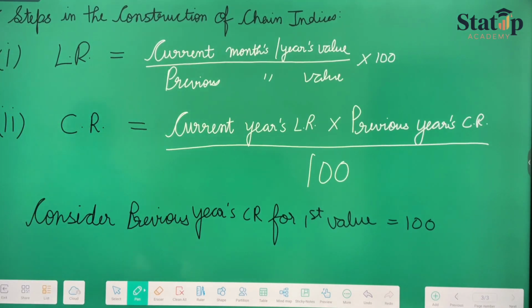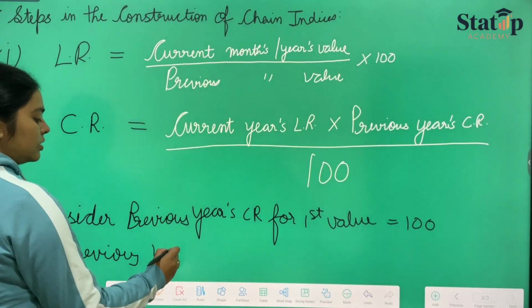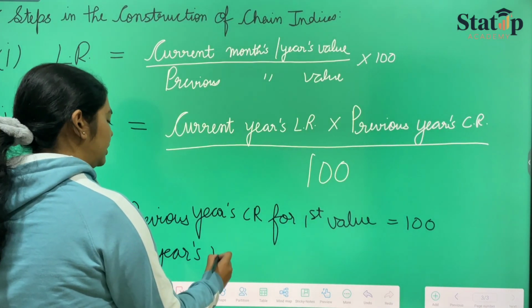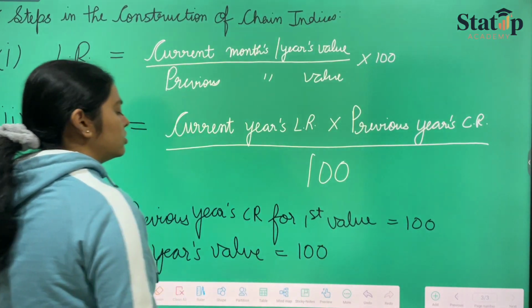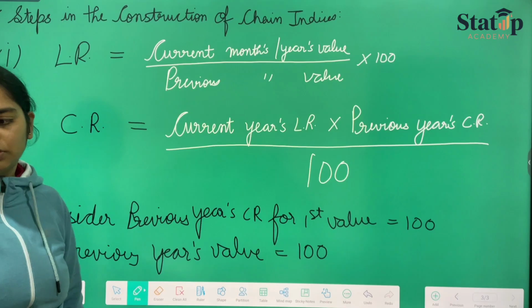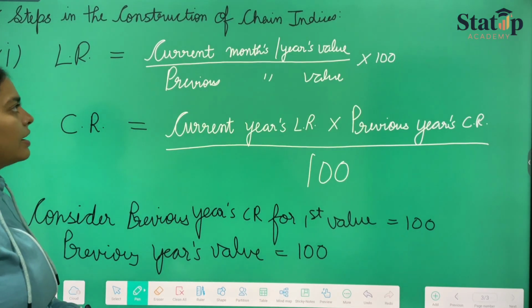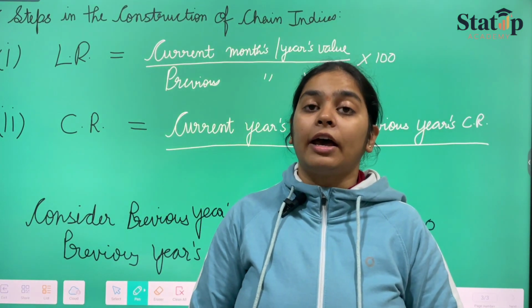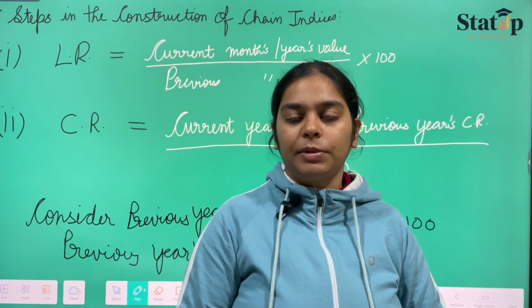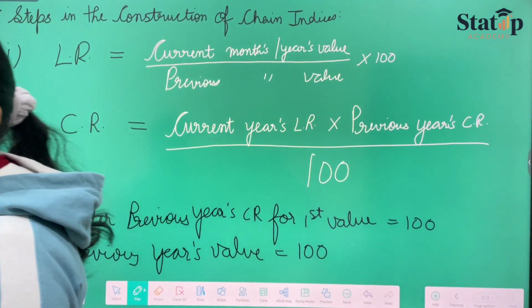And again, for link relative, the previous year's value is equal to 100. So these are the two considerations that we note. These are the two very basic formulas, and they are very useful and have been asked multiple times in the PYQs. So one such example we'll do in today's class.